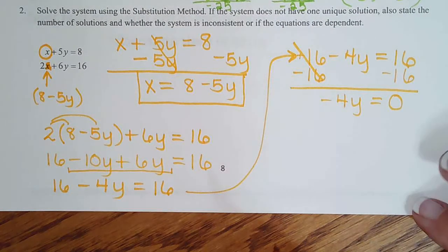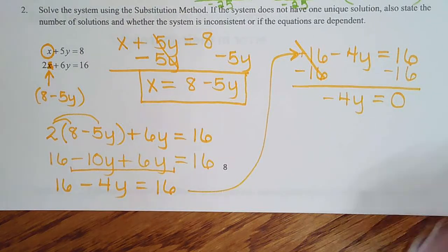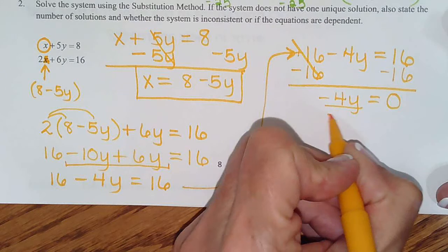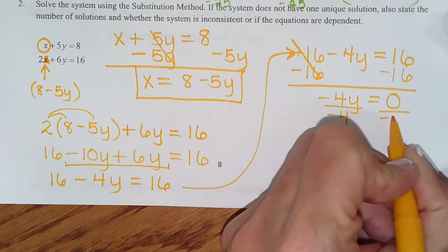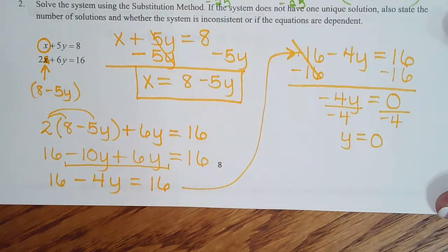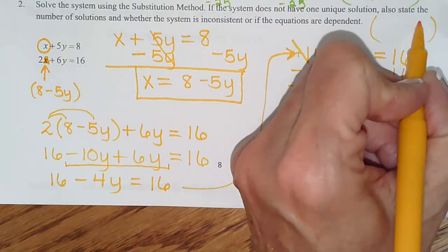And remember, that does not mean no solution. You still solve it just like always. So the opposite of times negative 4 is divide by negative 4. So we get y equals 0. Nice. So I know this much.